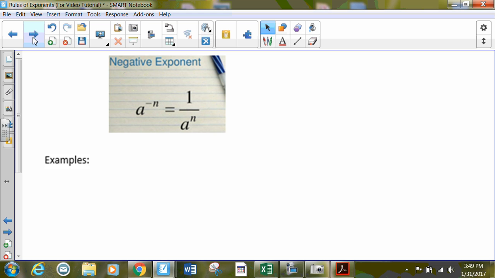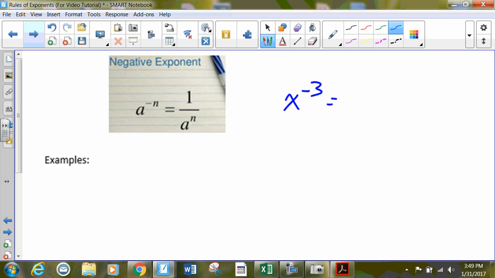Sometimes you're going to have negative exponents, and I could go into a long story of where this came from, but I'm just going to go straight to the rule. If we have x to the negative 3, that means it is the same thing as 1 over x to the third power. That's just a rule that you want to memorize, because I'm not going to go into the long reason why.